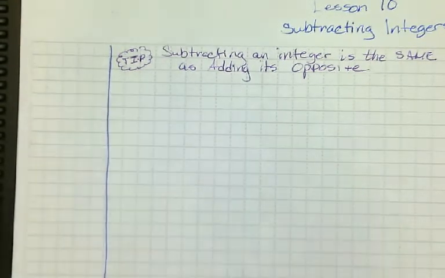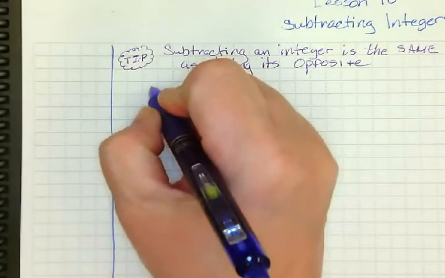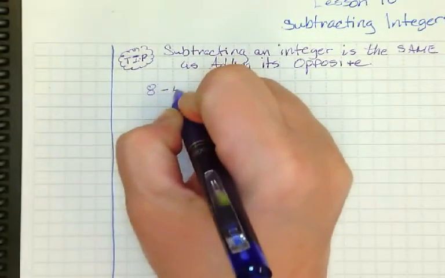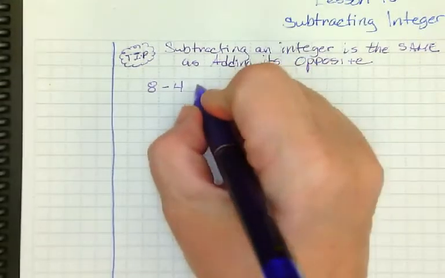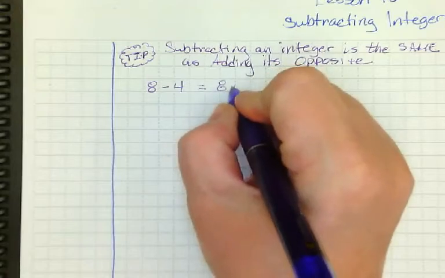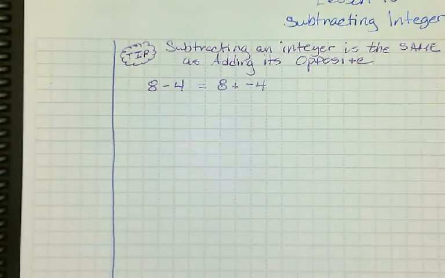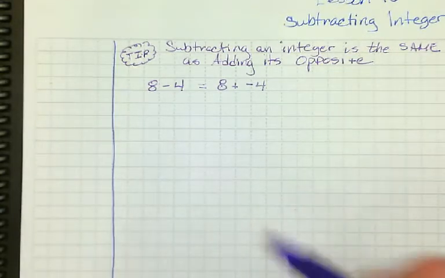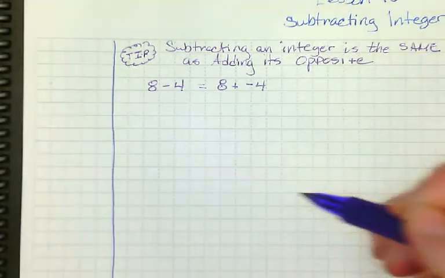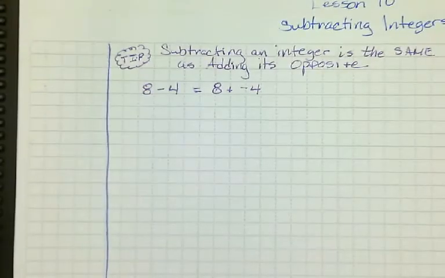All right, so here, look what I'm saying. If I want to do 8 minus 4, that's the same thing as 8 plus negative 4. Now you're like, well, why would I need to do that, Miss Sissel? I mean, come on, that's just wrong. Well, you're going to see.